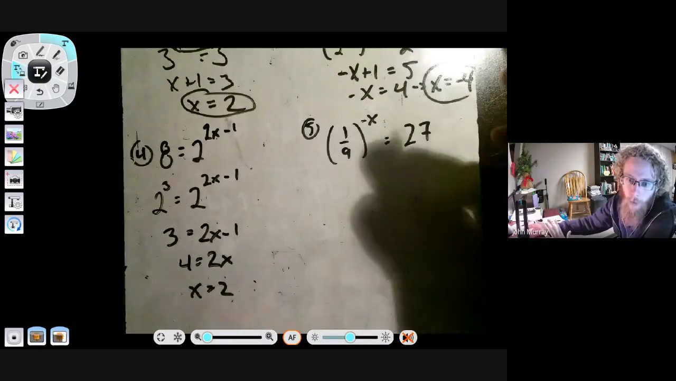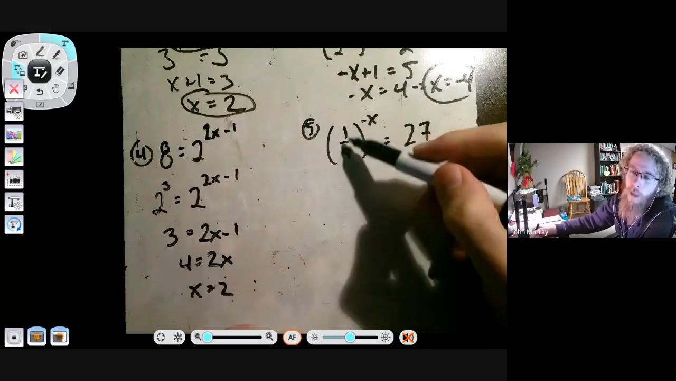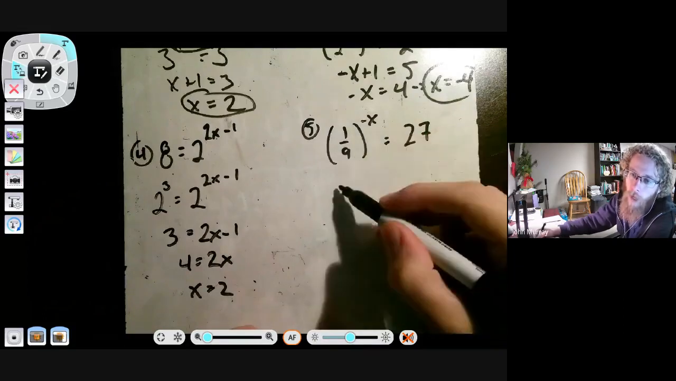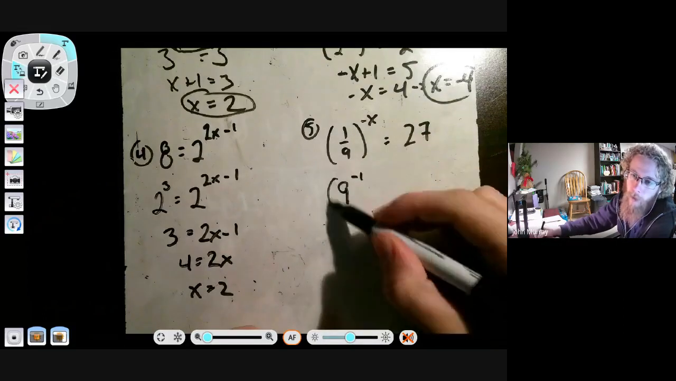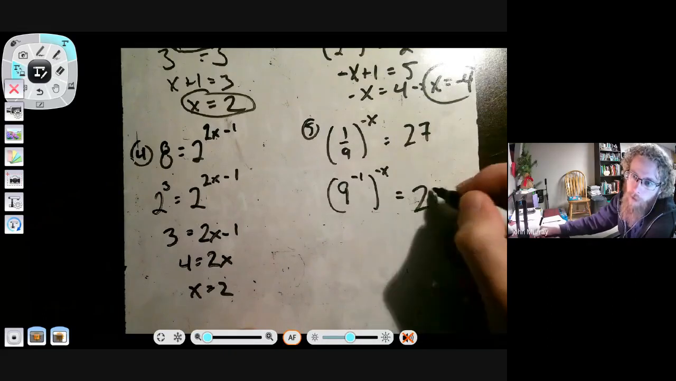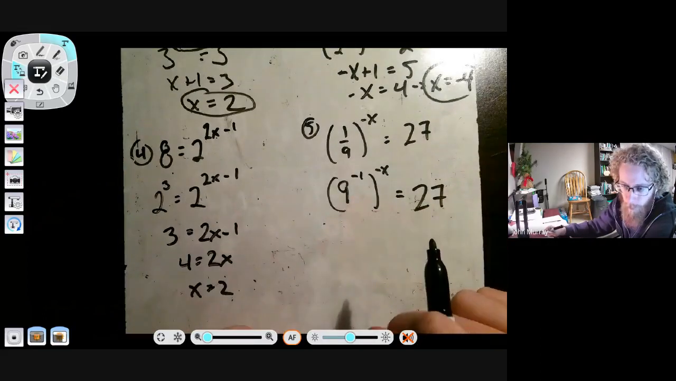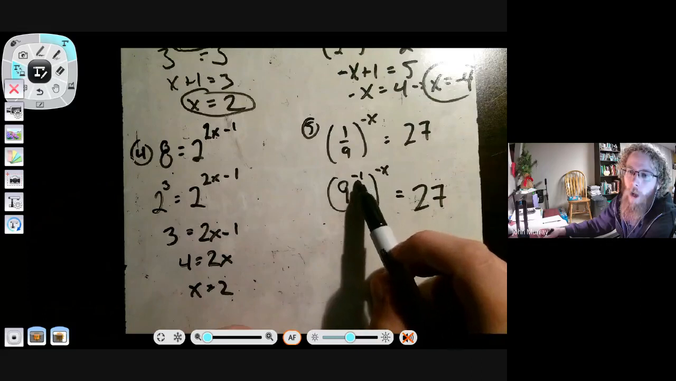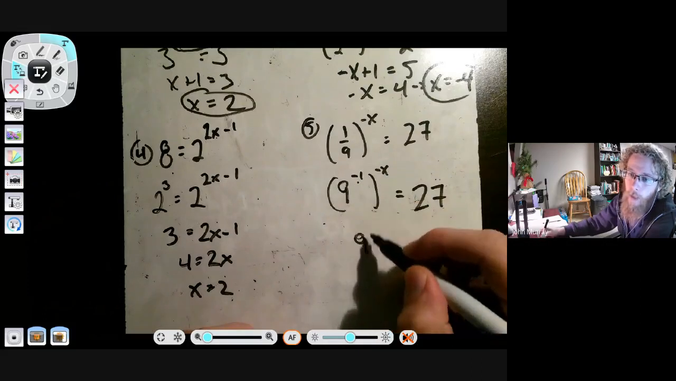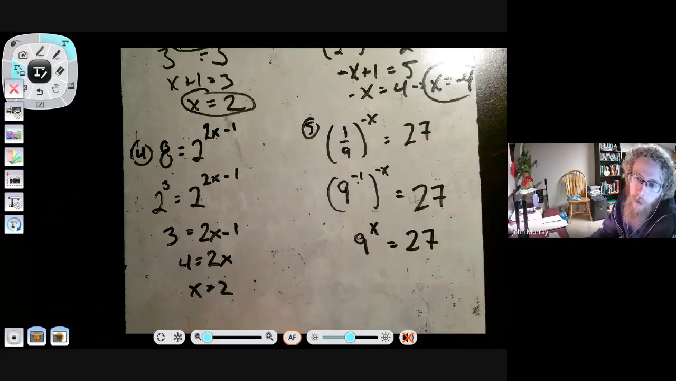Now, you can do this in either direction. The first thing I'm going to do is get rid of this fraction. So 1 over 9 becomes 9 to the negative first power. And I'm going to leave the 27 alone since I haven't done any base changes yet. Negative 1 times x times negative x will get me a positive x. So 9 to the x equals 27.